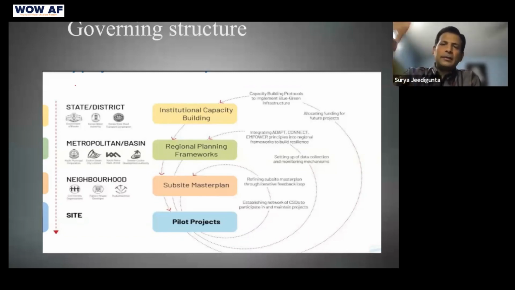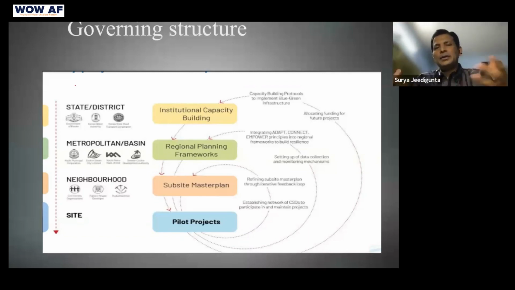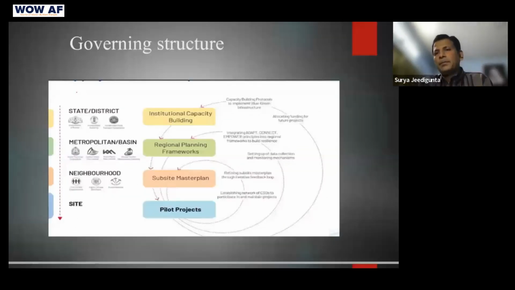And this pilot project has to be led by the local community, which is the civil society, the citizens living in that neighborhood, and any NGOs, or the public-private developers who are developing rainwater harvesting pits or something like that. So this is at the site level.